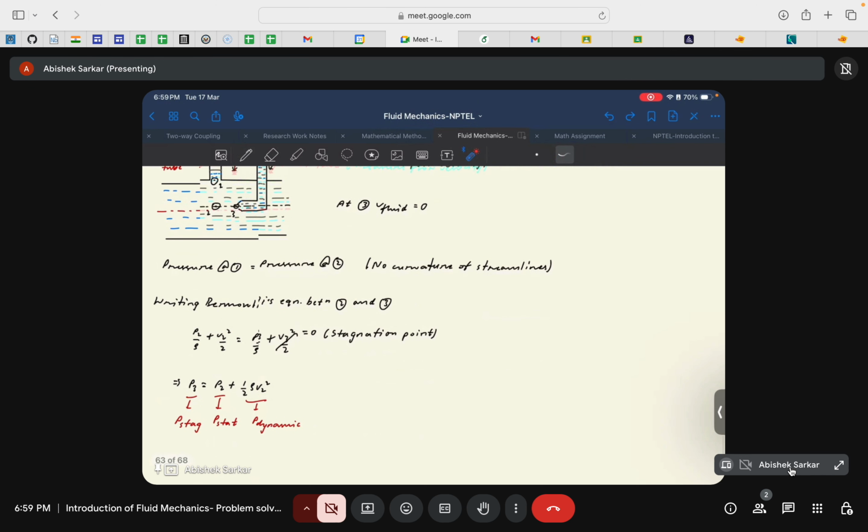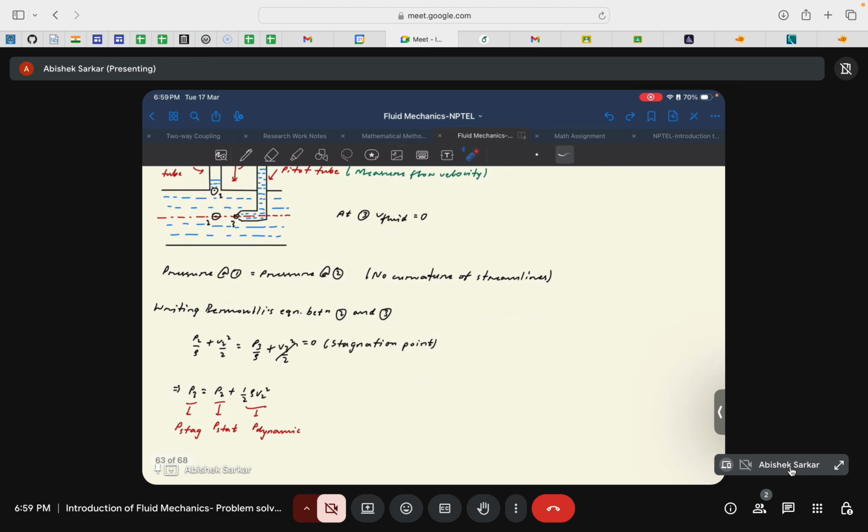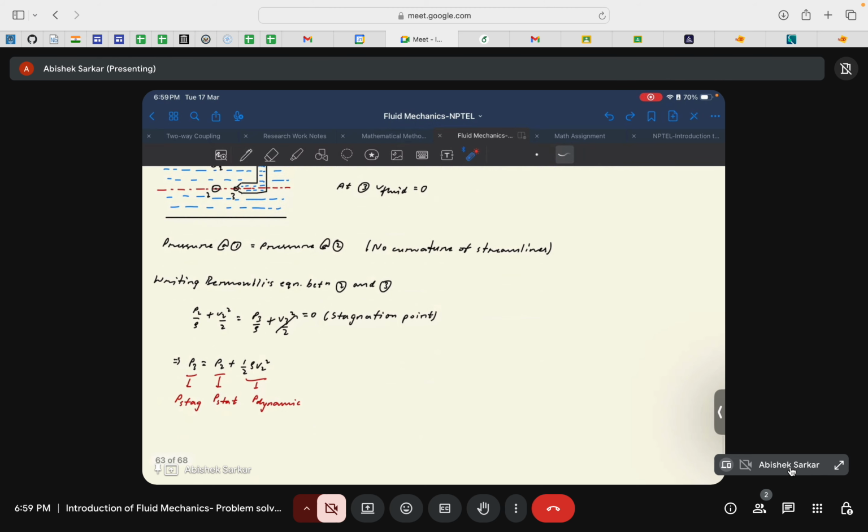So now if we apply Bernoulli's equation between point 2 and point 3, you will have, and of course they are at the same height, so the potential energy difference is negligible, right?